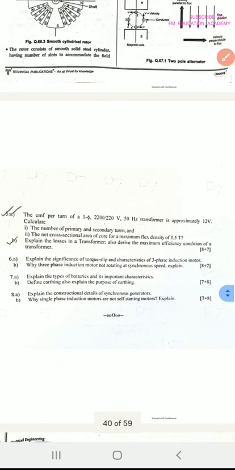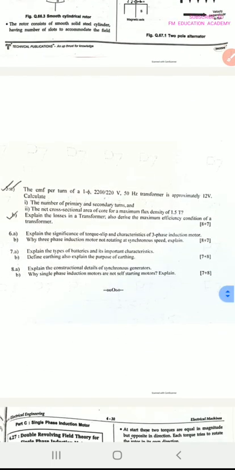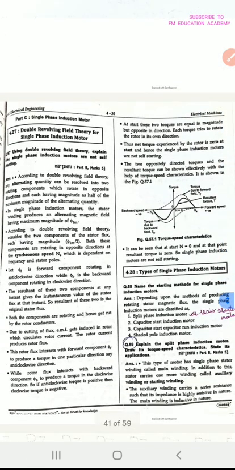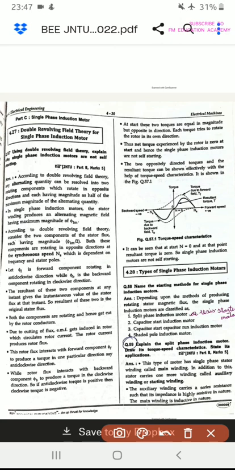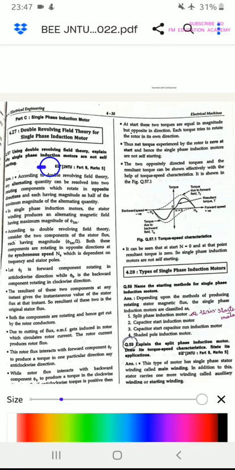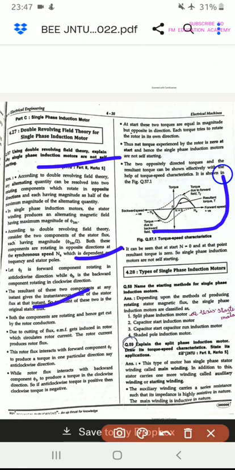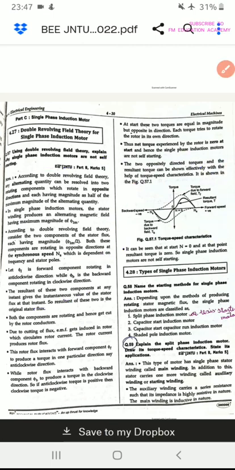Next we have: why is a single phase induction motor not self-starting? This is our answer. You have to explain why a single phase induction motor is not self-starting with the help of the double field revolving theory. You know there are two types of fluxes, right? Forward flux and backward flux. With respect to that, you have to explain. And with respect to the torque slip characteristics also you can explain. Just go through it.